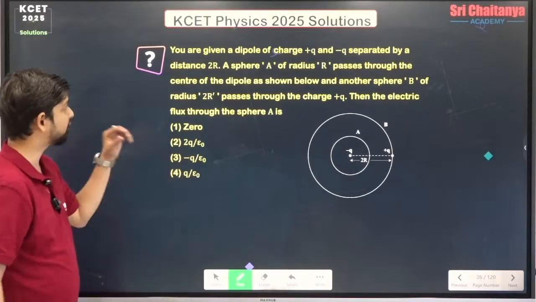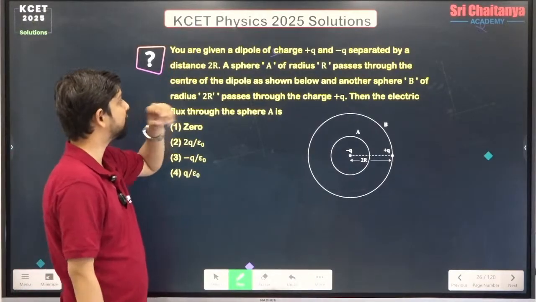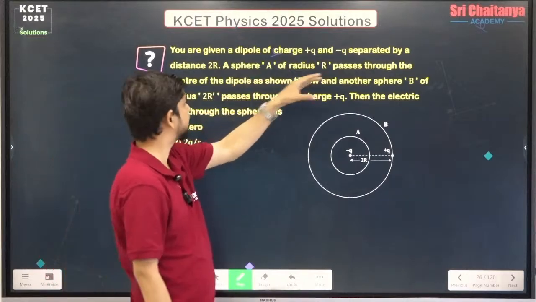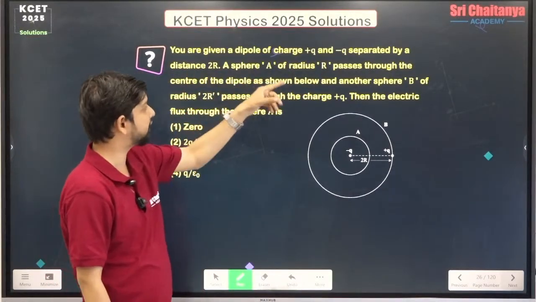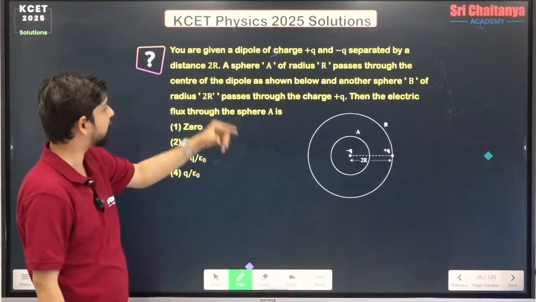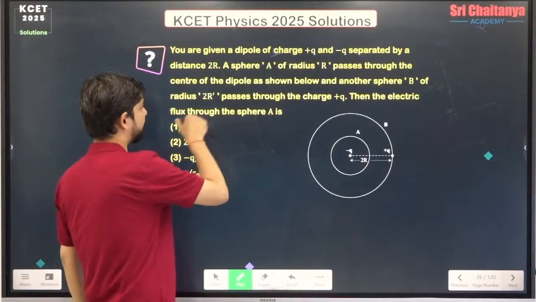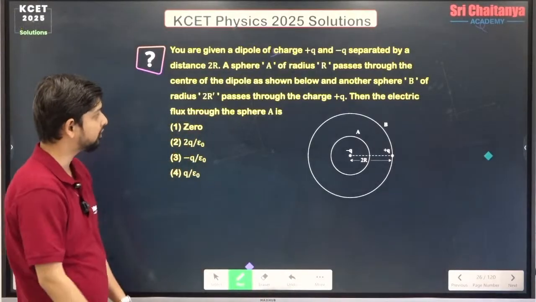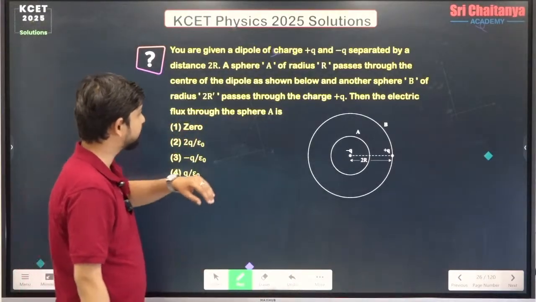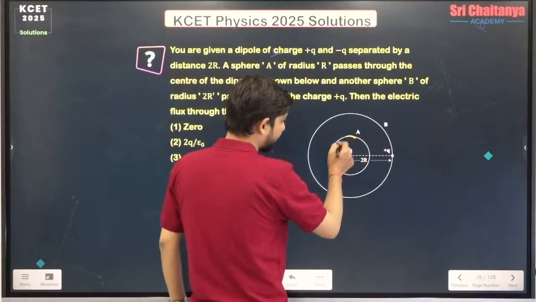So let's get back to this question. Here it is given that you are given a dipole of charge plus q and minus q separated by a distance 2r. A sphere A of radius r passes through the center of the dipole as shown below, and another sphere B of radius 2r passes through the charge plus q. Then the electric flux through the sphere A. So we have to find the electric flux through this surface.